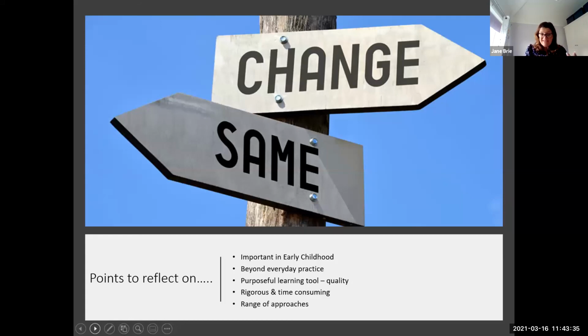But quality, professional learning, professional understanding, professional knowledge, that it is beyond just what we do every day. But done well, it is a purposeful learning tool for us to be able to really think about children's learning and their development.